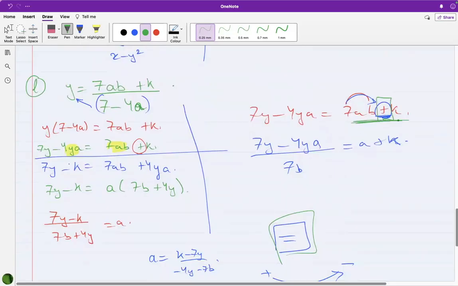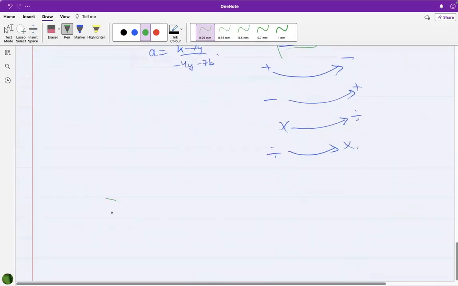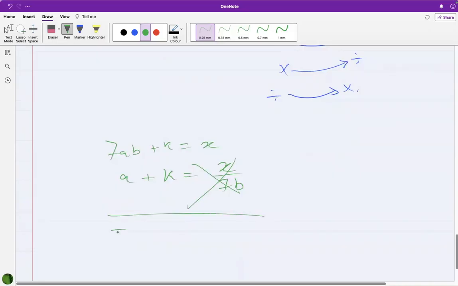If we are adding these two numbers, when we take one of them, we'll take it on the other side and subtract, and we cannot split them up until that is alone. For example, 7ab plus k is equal to x. We cannot split that up. If it would have been 7ab is equals to x, yes, now that is considered a single number and we can write x over 7b, because 7 and b are both multiplied on this side and they can divide on the other side.